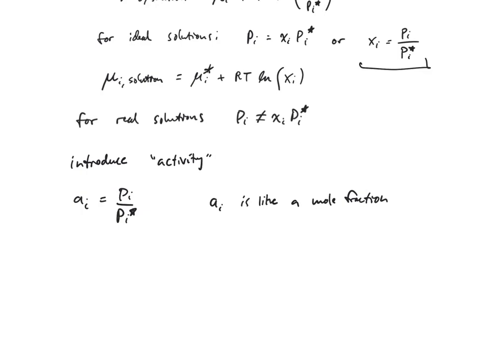So let's relate this activity to the actual mole fraction. The activity is going to equal gamma_i x_i. And this gamma, kind of similar to the fugacity coefficient, is called the activity coefficient. And it's related to the degree of non-ideality of this solution.